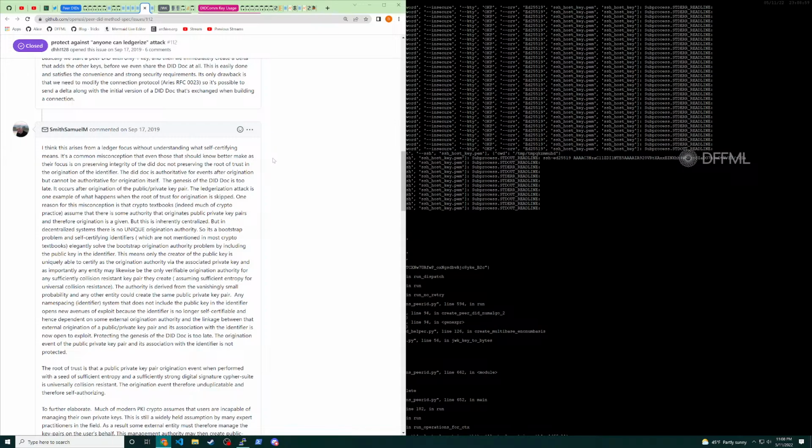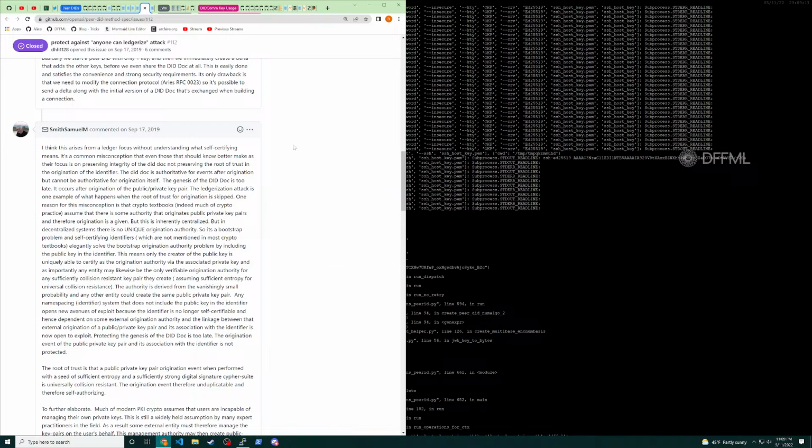The DID doc is authoritative for events after origination, but cannot be authoritative for origination itself. The genesis of the DID doc is too late. It occurs after origination of the public-private key pair. The ledgerization attack is one example of what happens when a root of trust for origination is skipped.